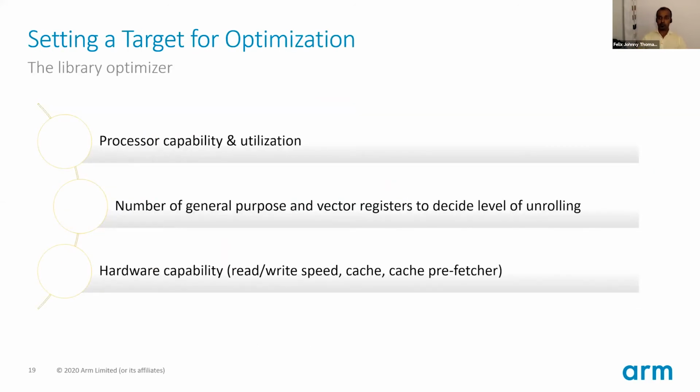So the next step is to put on an optimizer hat. And the idea here is to get the best performance from your target hardware. So how do you do that? First, it is important to understand your processor's capability and how you're utilizing that capability. And next, you get into the details where you try to figure out the number of general purpose and vector registers that your processor has to decide on the level of unrolling. And it is also good to know your hardware capability in terms of read-write speed. Do you have a cache, or do you have a cache combined with a prefetcher, and all those details.